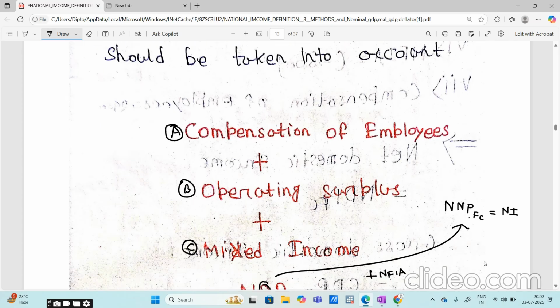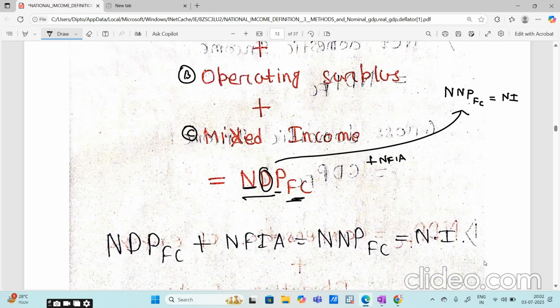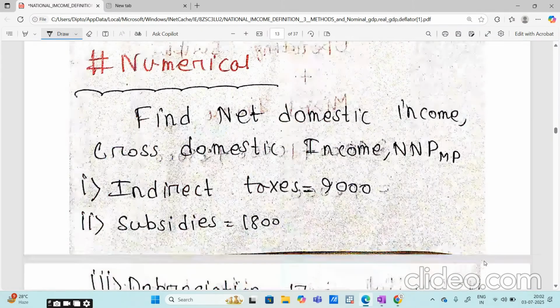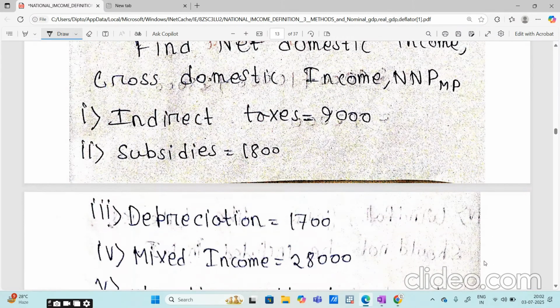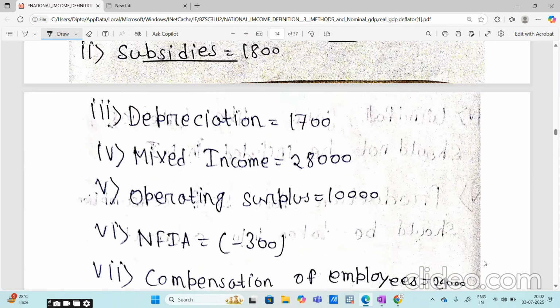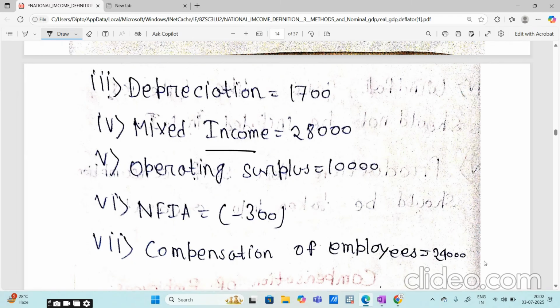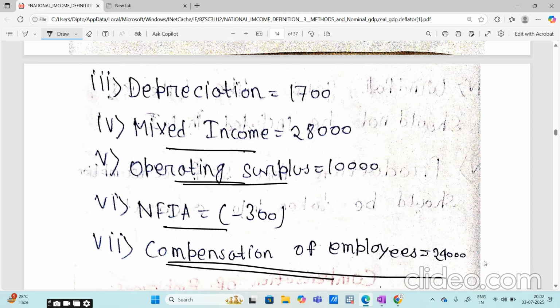Now if we add this mixed income, compensation of employees and operating surplus, we get NDP at factor cost. By adding net factor income from abroad, we basically get NNP at factor cost. This is a numerical given here. Indirect tax is given, subsidy given, depreciation given, mixed income given, operating surplus given, NFIA given, and compensation of employees given, right? So how to find the national income? If I add operating surplus, mixed income and compensation of employees, I will get NDP at factor cost. What will be the value of NDP at factor cost? That is part A plus part B plus part C.